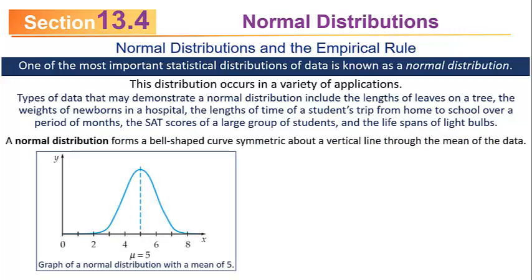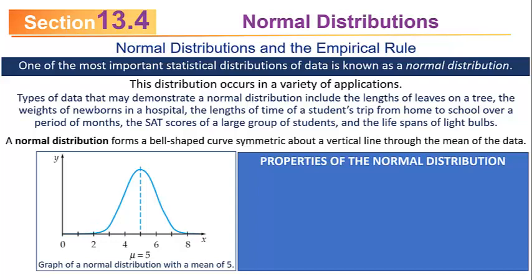A normal distribution forms a bell-shaped symmetric curve about a vertical line that goes through the mean of the data. I'm sure that each of you have seen this at some point. But a typical normal curve would look like this. The one displayed here has a mean of 5. The Greek letter mu is our symbol for mean.